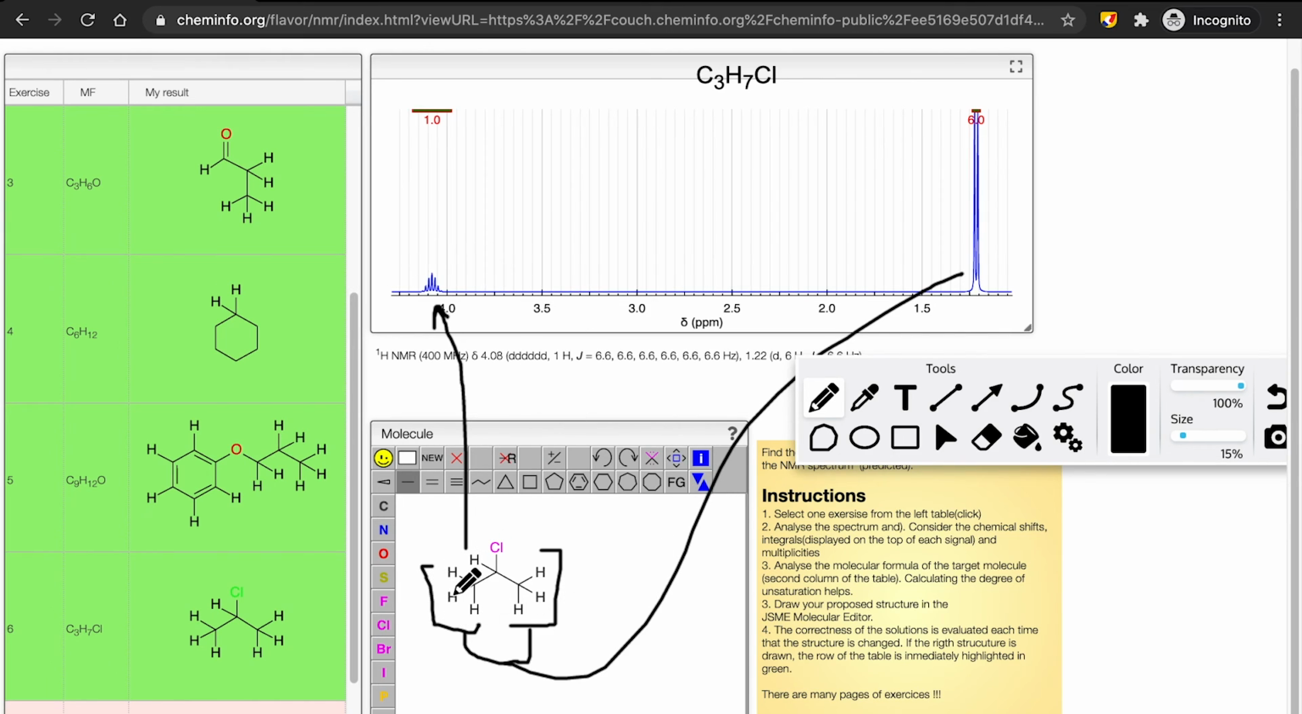These 6 methyl hydrogens are much more upfield because they're farther away from the chlorine, and they have a splitting pattern of a doublet, and that's because they only have 1 neighbor in the center. So 1 plus 1 is 2, which is a doublet.